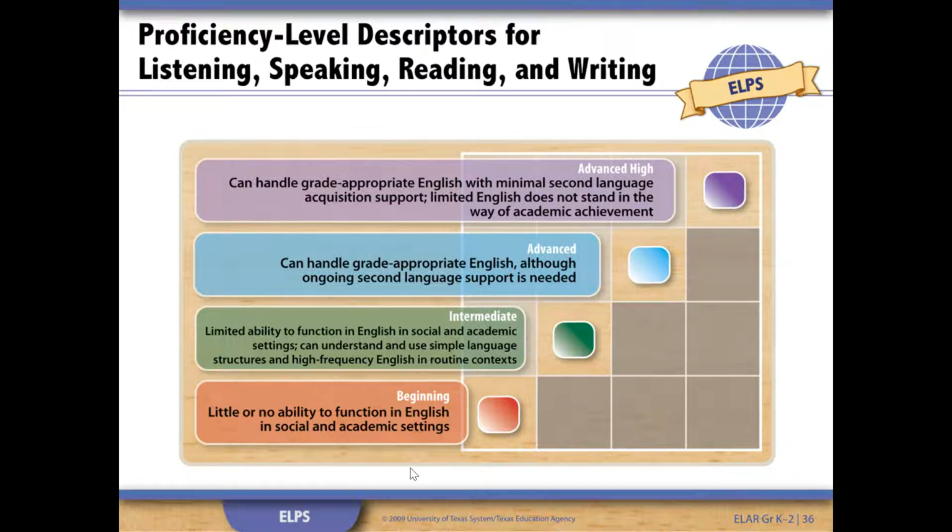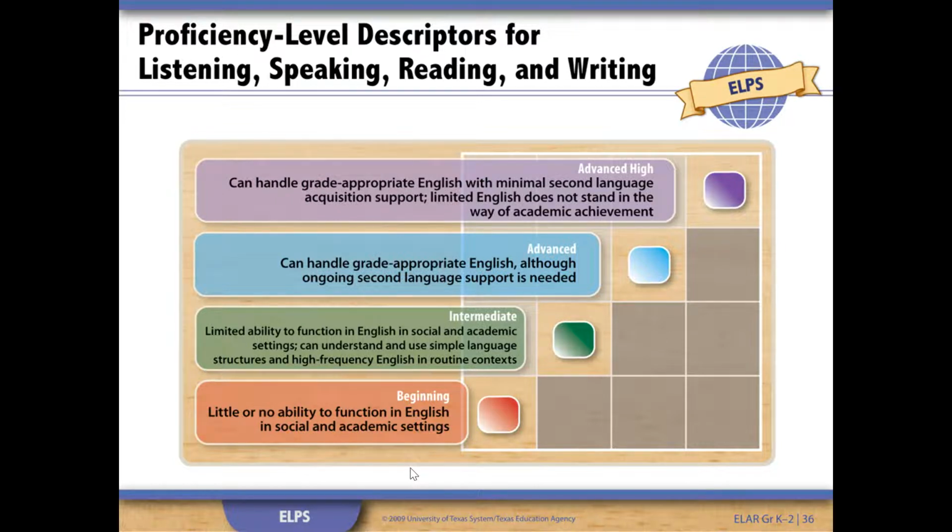The advanced level English language learners are able to listen, speak, read, and write very well in English, yet there are still some aspects to their ability to use the language that isn't the advanced high level. So advanced level speakers are pretty close to being native, yet there are still some grammatical issues in their writing or possibly their speaking.